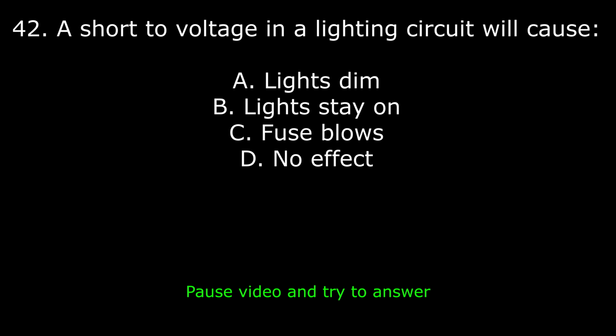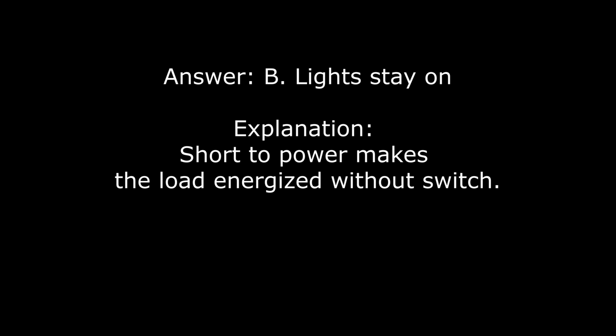42. A short to voltage in a lighting circuit will cause A, lights dim. B, lights stay on. C, fuse blows. D, no effect. Answer: B, lights stay on. Explanation: short to power makes the load energized without switch.